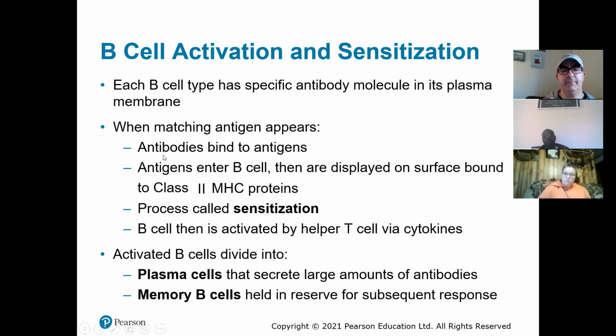So when a matching antigen appears, the antibodies bind to the antigens, right? And you clone these B cells and you make more and more antibodies. Now, the B cell is then also activated by helper T cells, right? We said the helper T cells can activate B cells. The activated B cells divide into plasma cells and memory cells. So just like your T cells, you have memory cells that stick around. Plasma cells stay in the bloodstream, as plasma suggests, and they secrete large amounts of antibodies. What B cells do is they make these proteins called antibodies.